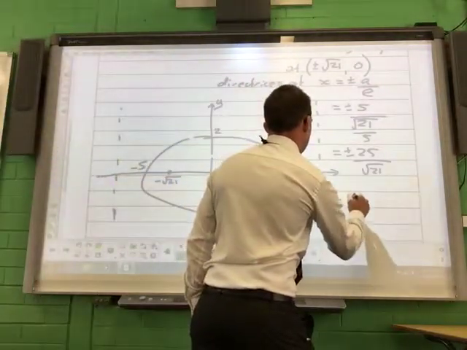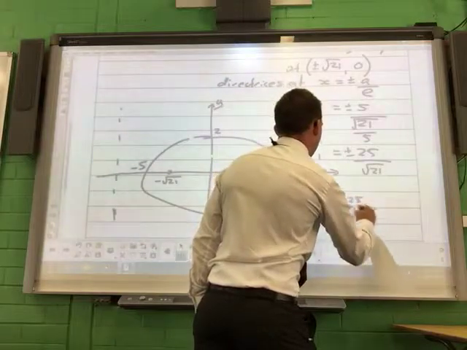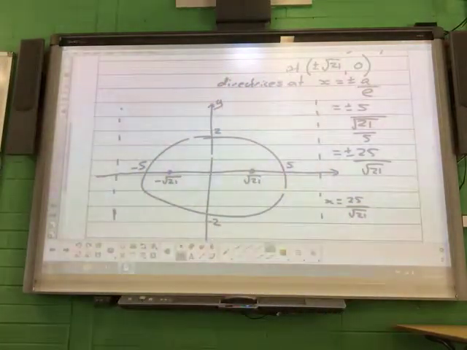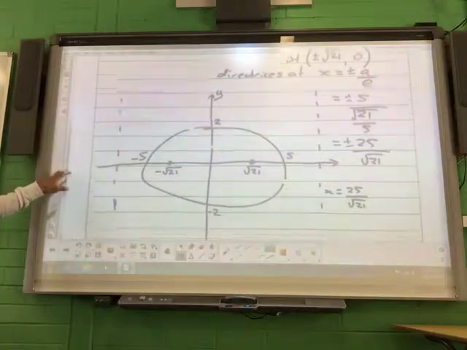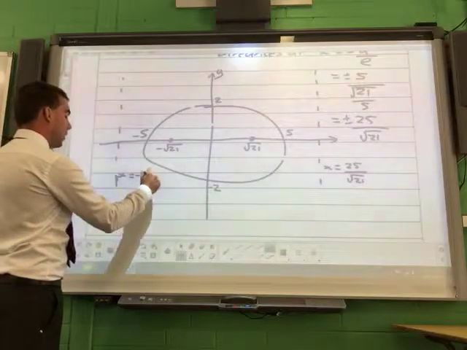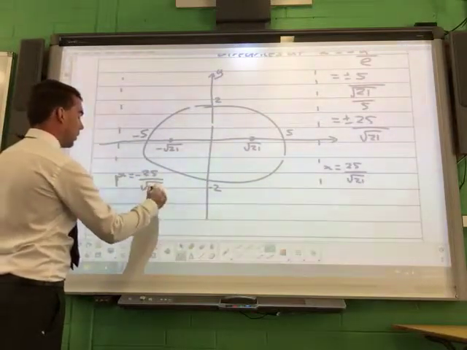So x equals 25 on root 21. You may be asked to rationalise the denominator, but right now we're not worried about that. And x is negative 25 on root 21.